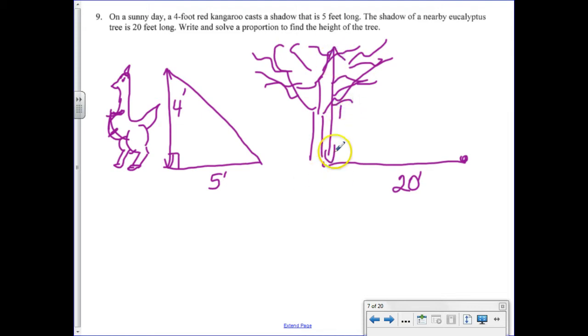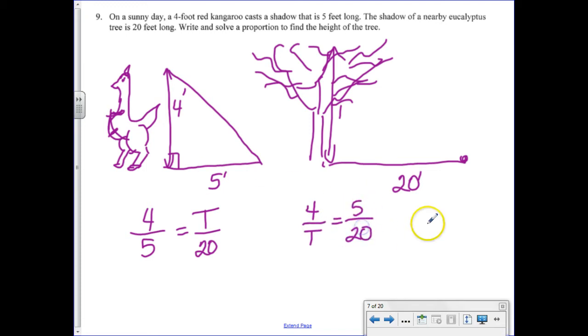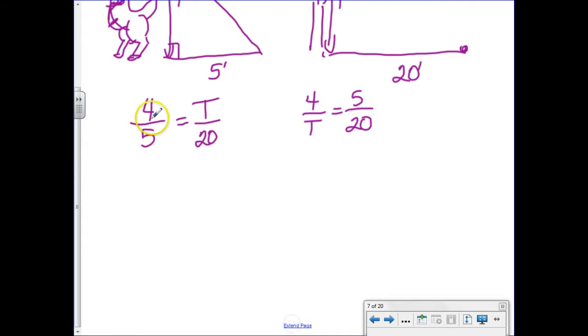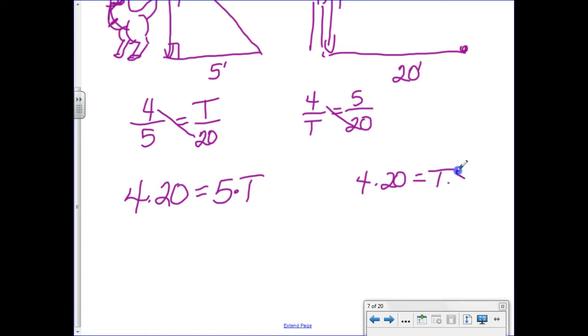So I'm going to say T for tree. Set up a proportion. You could say height is to shadow as the height is to the shadow. Or you could probably say the height of the kangaroo to the height of the tree has to be the shadow of the kangaroo as the shadow of the tree. You could do that one too. Doesn't matter because you're going to end up with the same exact cross products. 4 times 20 equals 5 times t. If you set it up this way, 4 times 20 is t times 5.